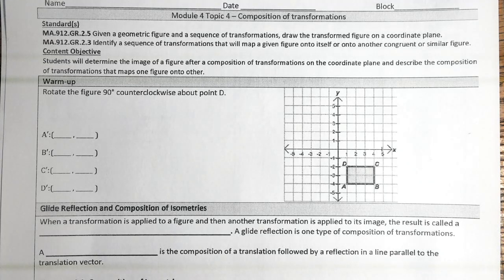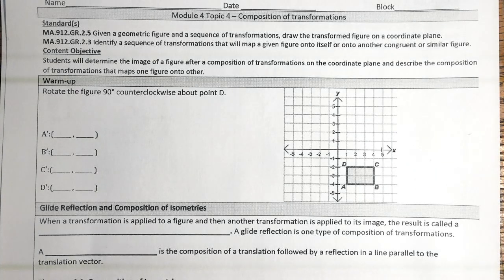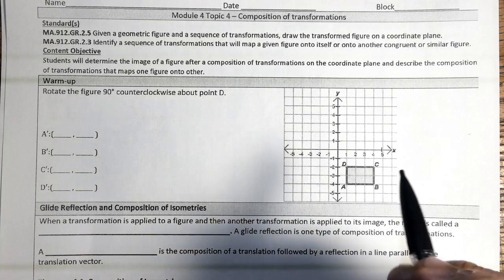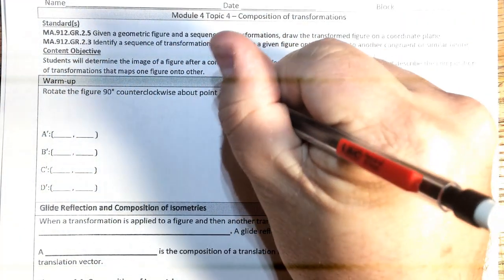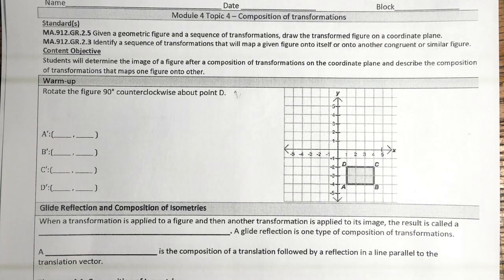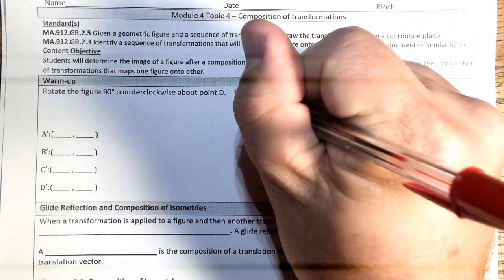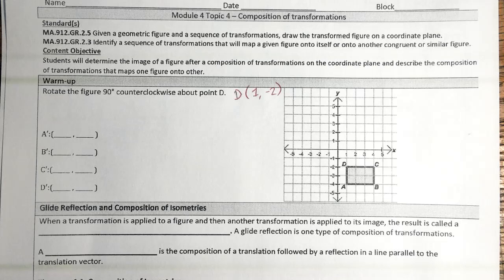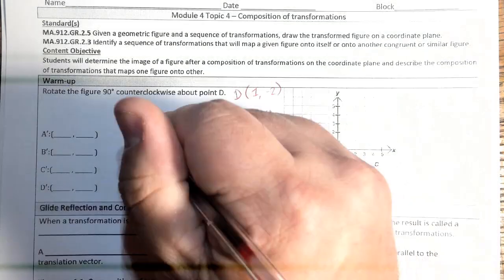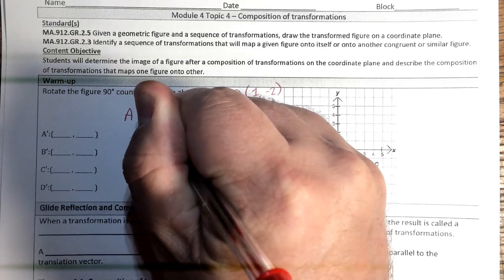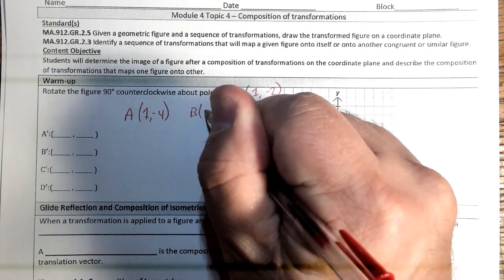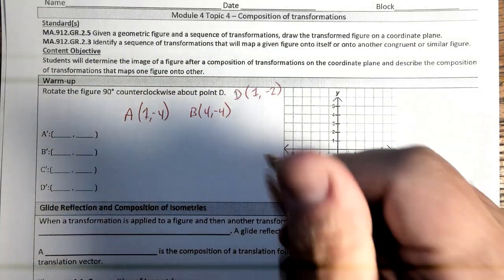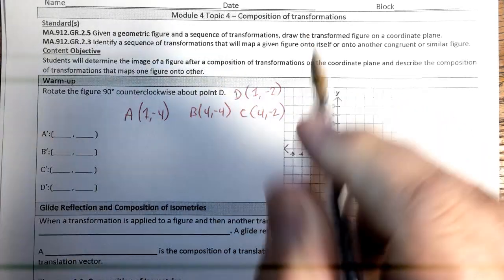Okay, so for our warm-up, rotate the figure 90 degrees counterclockwise about point D. So the first thing we need to know is point D. See, point D is at (1, -2). We need our other points as well. A is (1, -4). B is (4, -4). C is (4, -2). And of course we have D.